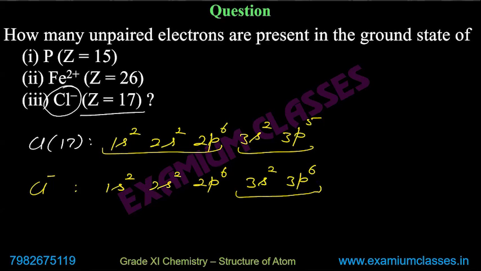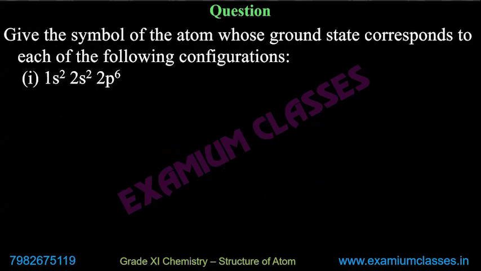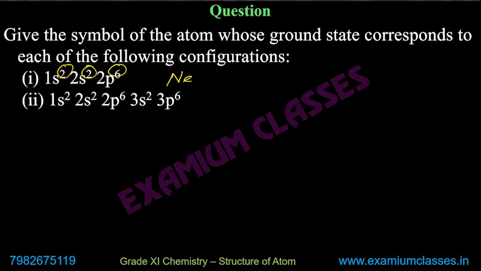Any confusion till now, you need to ask. Next, give the symbol of the atom whose ground state corresponds to the configuration. So you just need to count the electrons. 10 electrons, neon. 10, 8, 18, argon. 18 electrons. Yes.